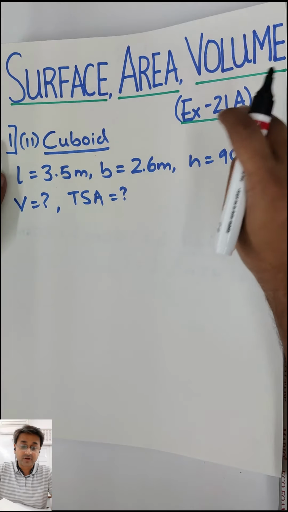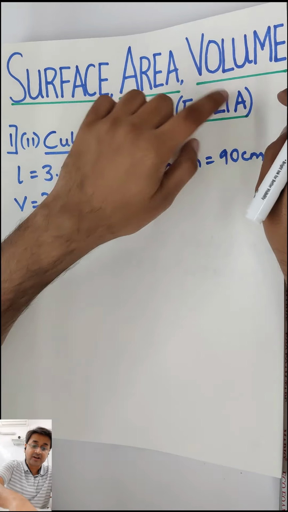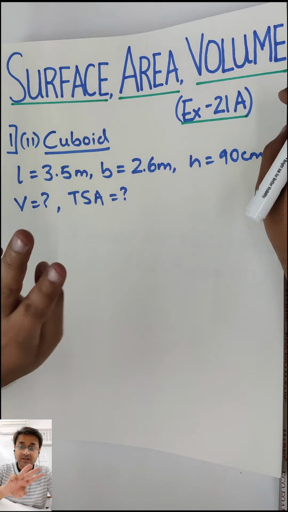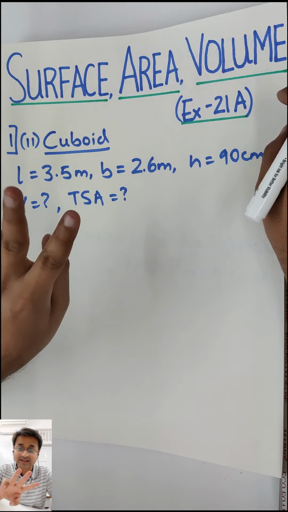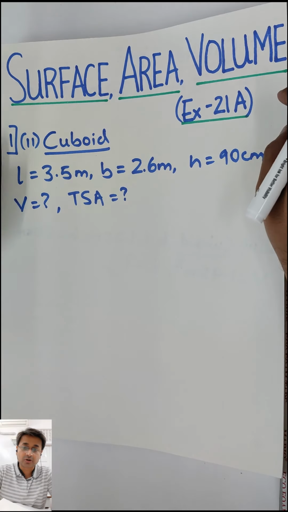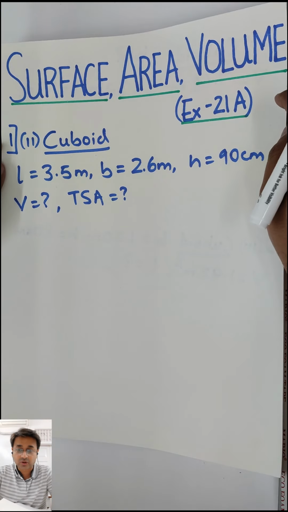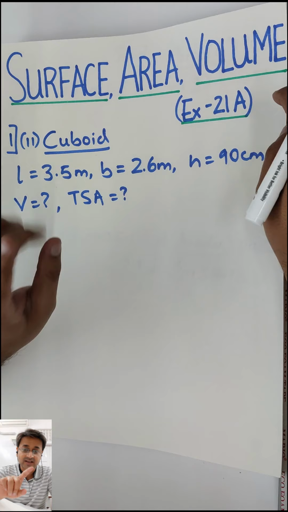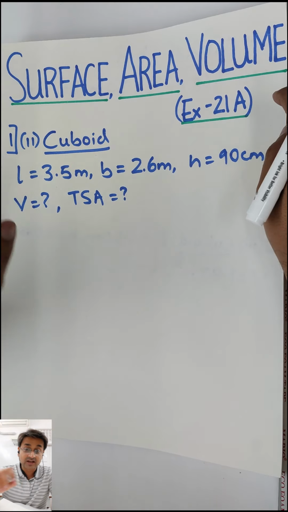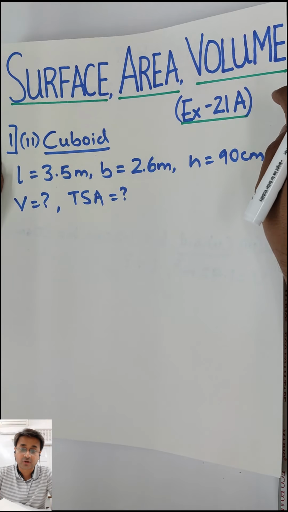Hi, we are getting into exercise 21A, surface area, volume and capacity. Now here there are three objects, cube, cuboid and cylinder. I will teach you how to work out the cylinder, although it is not there. We are just doing first three exercises, A, B and C. But still I'll teach you the formulae for all the three.